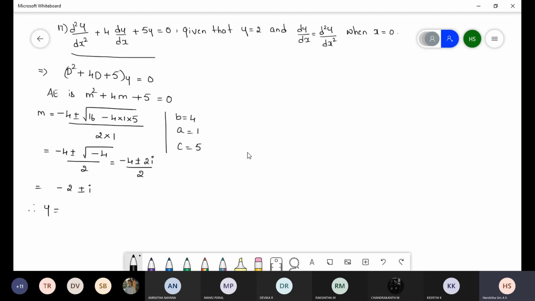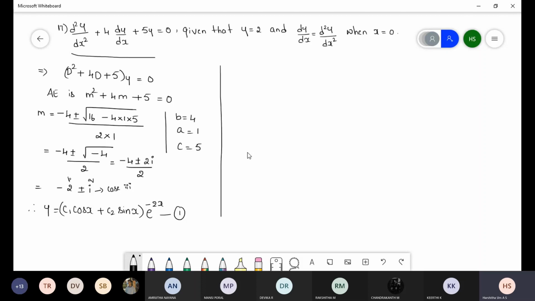So we can write this comes under case 3. According to case 3, this is the p value and this is the q value. y is equal to (C1 cos x plus C2 sin x) into e power px, where the p value is minus 2. So e power minus 2x. I write this one as equation 1.